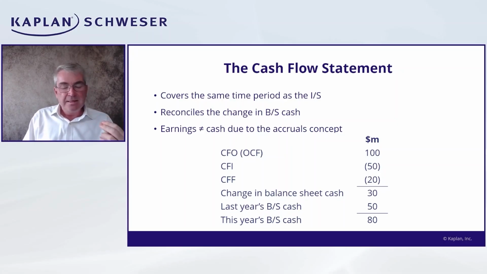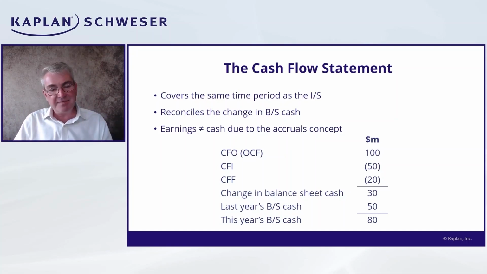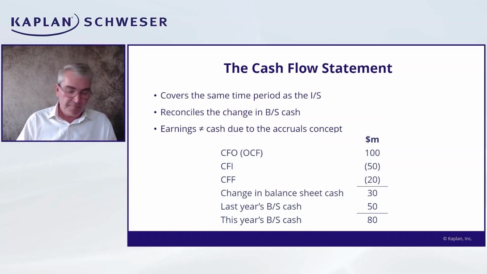Okay. CFI is cash flow from investing. So it's the cash that the company spends on PP&E, intangibles, investments, and of course the cash that the company raises if they dispose of any of those. And then finally, cash flow from financing is really looking at capital structure. So cash received when we issue new debt or when we issue new equity.